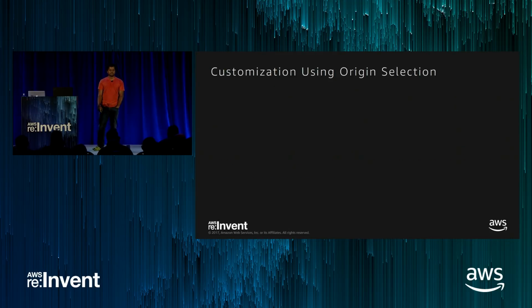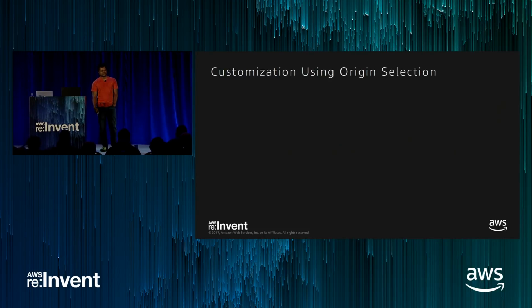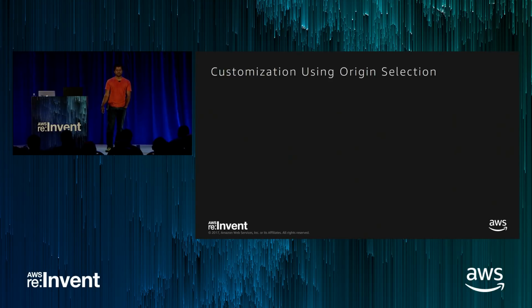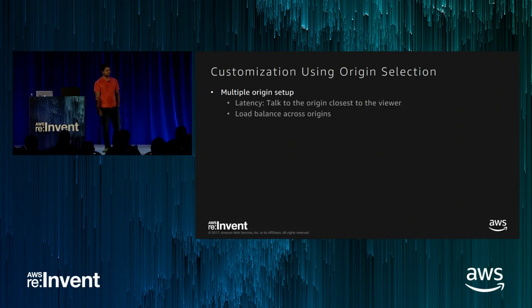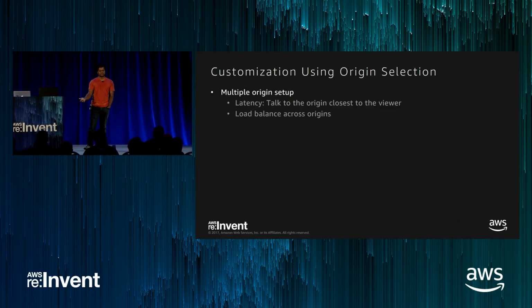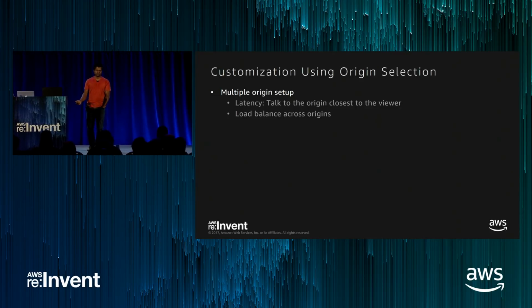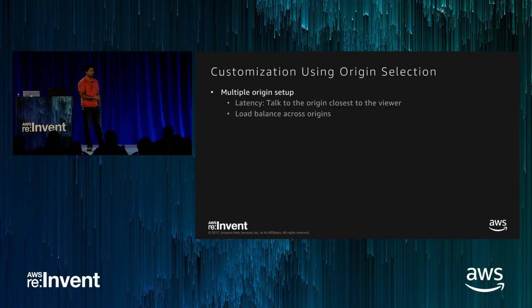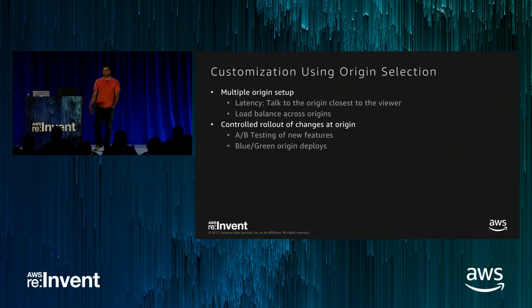Cool. So now let's switch back a little bit and see how origin selection can help. In this case, your customization's still mostly happening at the origin, but for a variety of reasons, you want to select which origin you want to send to dynamically. Sometimes it's because you have many origins that probably are identical, but are geographically distributed. Or maybe you want to have multiple origins for redundancy and you want to load balance across them. It's doable with this origin selection logic.